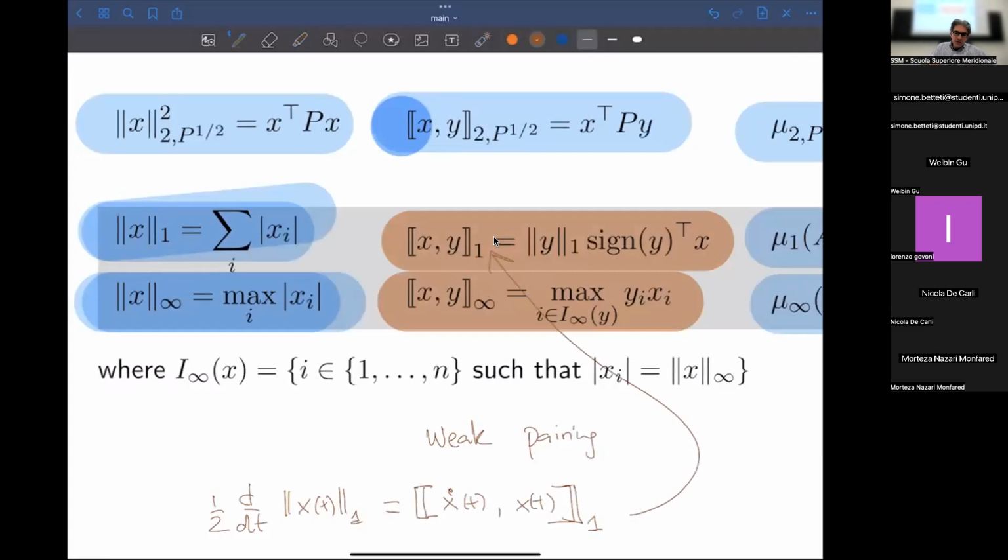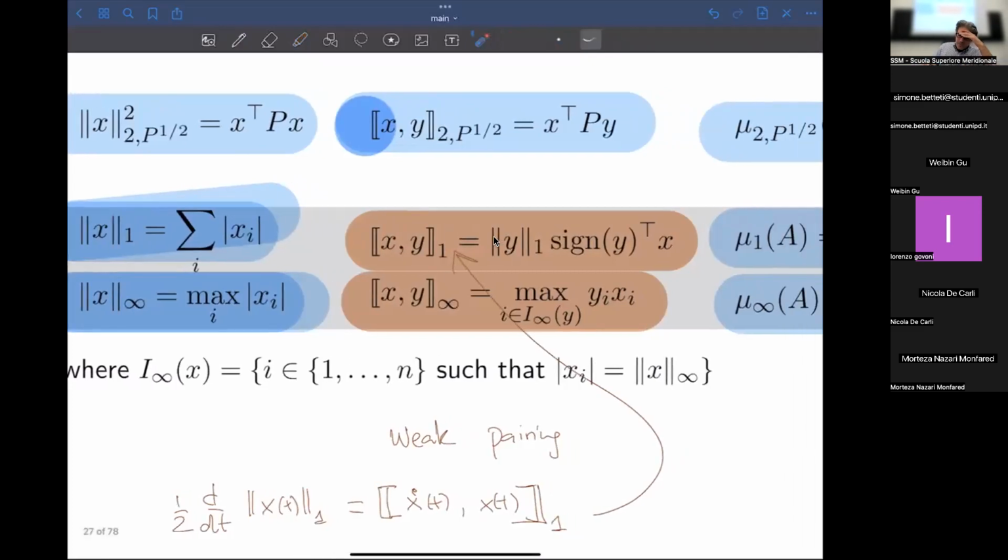What are these pairings? Let's just look at these together. You have a first and a second argument. You take the one norm of the second argument, y. You take the first argument, x, and you multiply there. Oh, and you take the sign, so the +1, -1, or 0, of the second argument, and you do the transpose. Does this definition make sense to you?